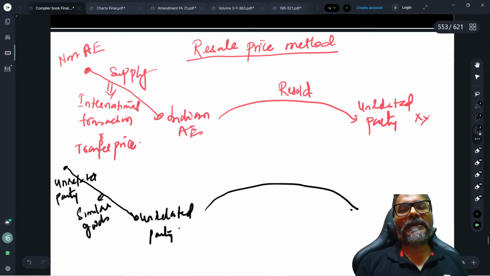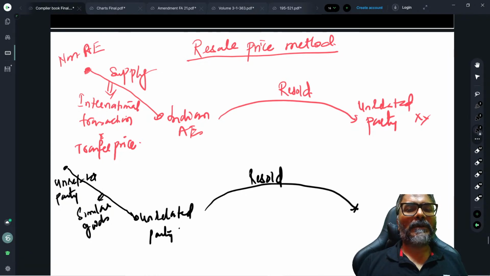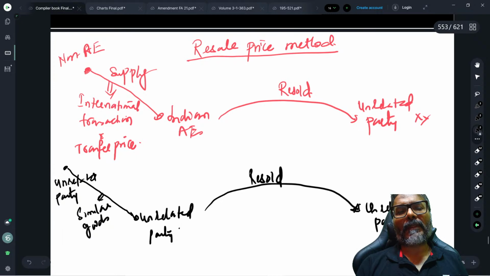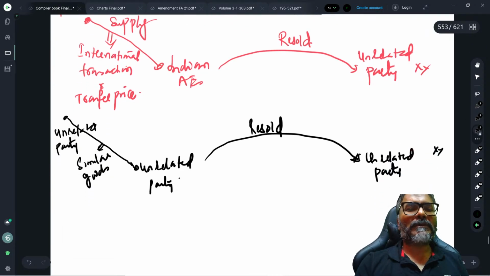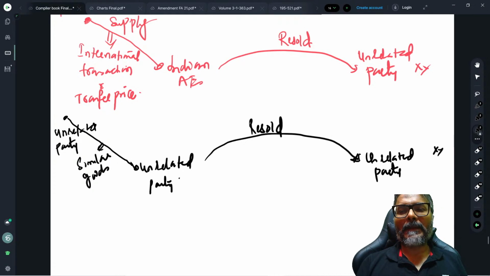And that is the goods which has been resold. That is the good, students, which has been resold. Resold to whom? Obviously to an unrelated party only. So the resale that has taken place, students, is to the unrelated party. Is that clear to all of you, students? Fine.